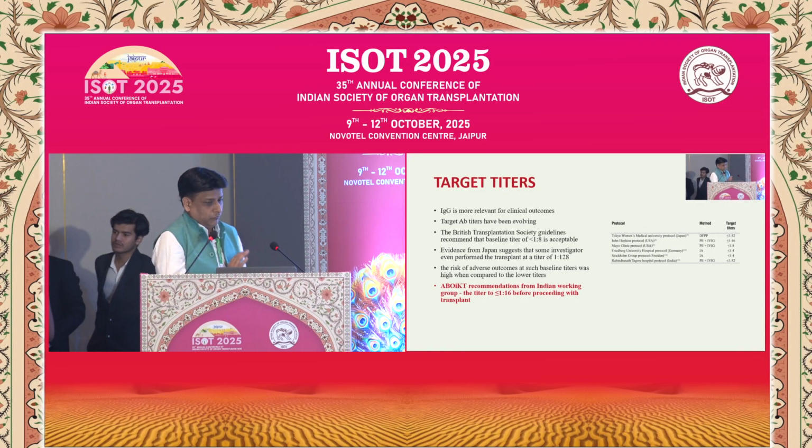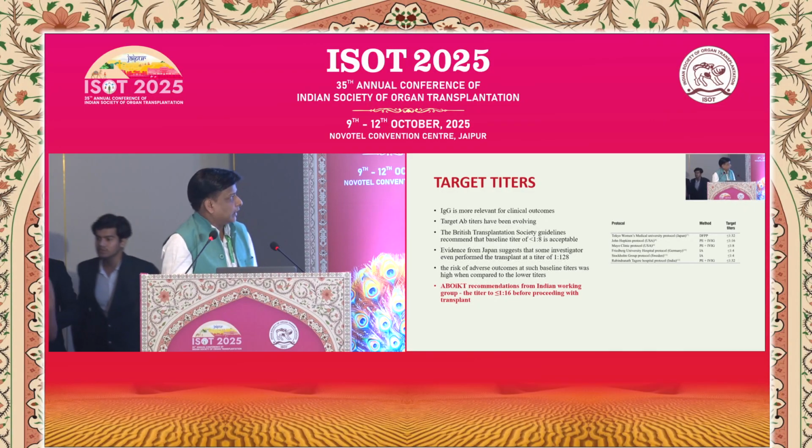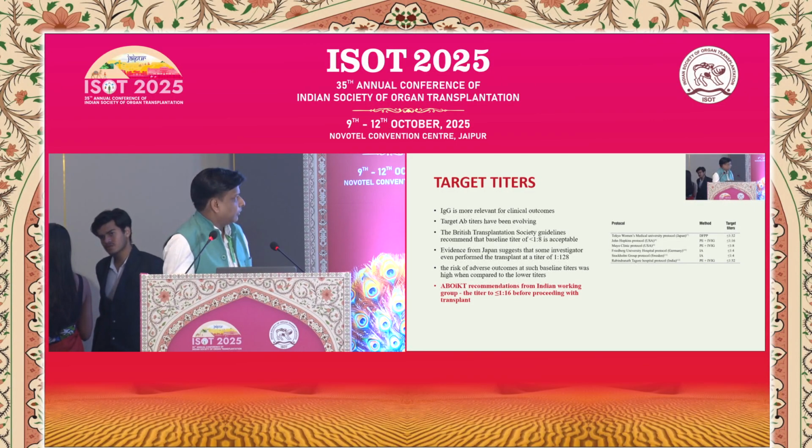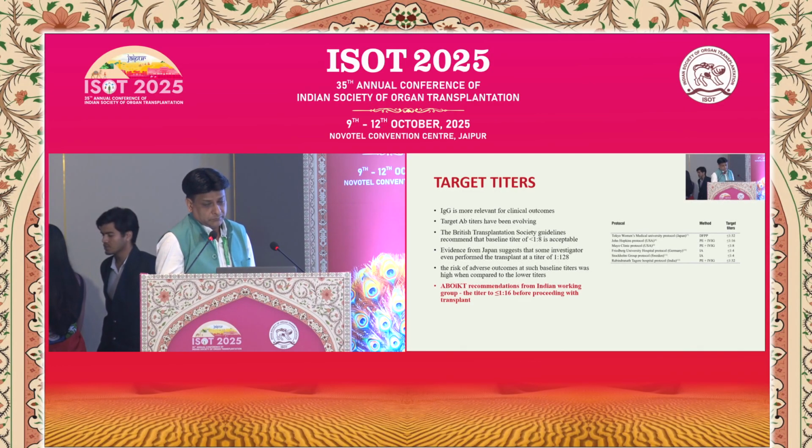So first, you want to use plasmapheresis. What is the target IgG titer? It varies from group to group. In Japan, it is less than 1 in 32. Johns Hopkins, less than 1 in 16. Mayo, less than 1 in 8. And our recommendation from the Indian working group is to reach a titer of 1 in 16 before proceeding with the transplant.